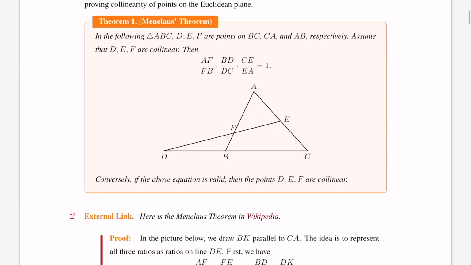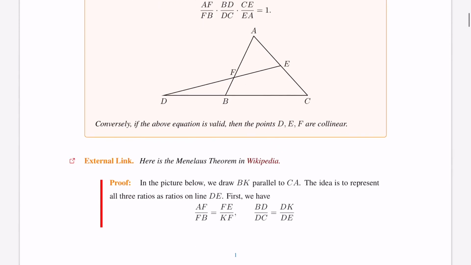Okay, you can click this Wikipedia to see more details of it. Here is the question: how to prove such an important theorem? Well, there's a general idea for how to prove these kinds of results, you can call it a theorem, you can call it a problem.